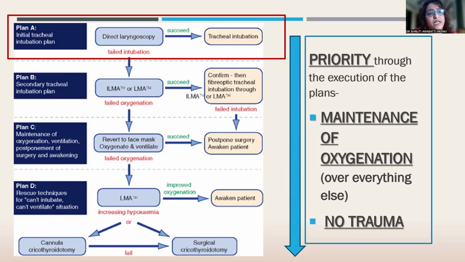This is the Difficult Airway Society algorithm where plan A is tracheal intubation, and plan B is going to LMA immediately once you realize tracheal intubation has failed, or you're not able to visualize the larynx and therefore you don't want to take a risk, you can put in an LMA. However, if the LMA fails, come back to face mask ventilation, your BVM ventilation, and your plan D is always going to be rescue techniques. We'll be largely talking about oxygenation and ventilation that we can maintain through the LMA today.